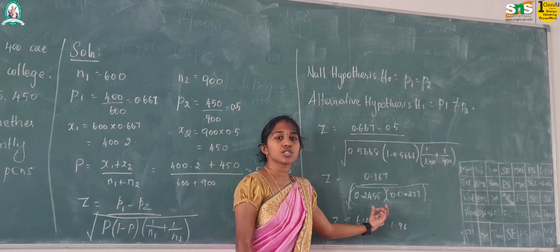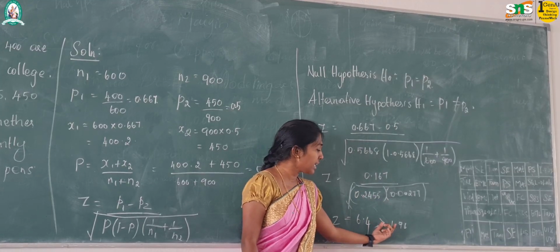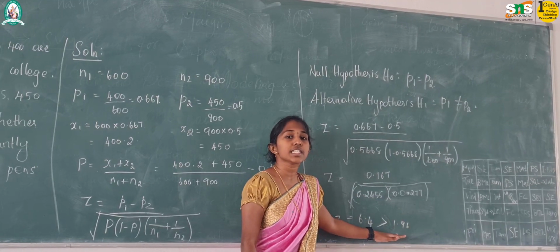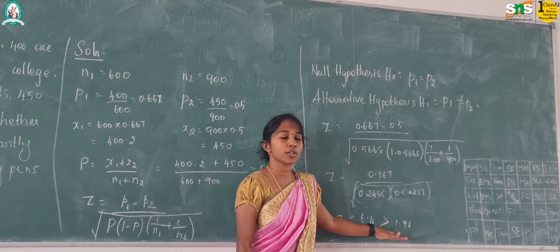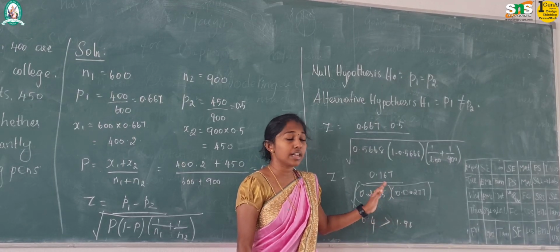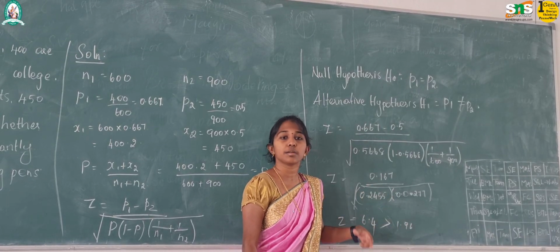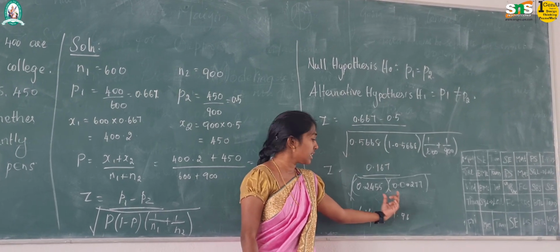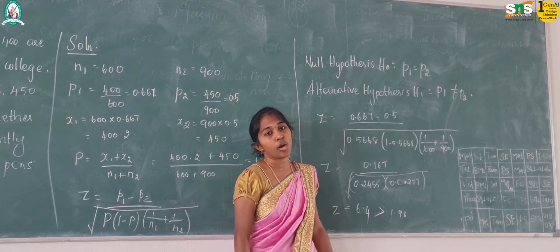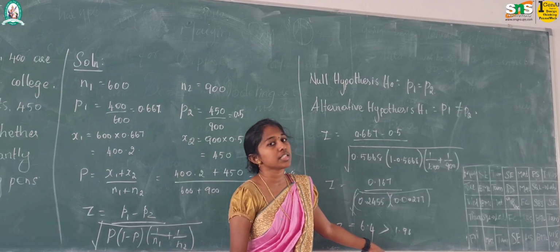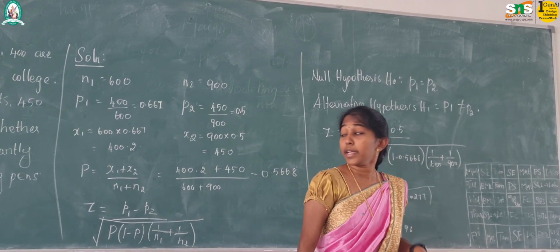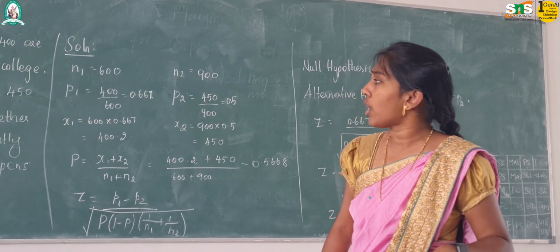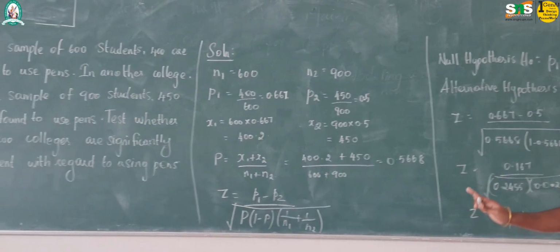While comparing these two, our calculated value is greater than 1.96. If it is greater than 1.96, we reject the null hypothesis; if it is less than, we accept the null hypothesis. But in this case, our calculated value is greater than the critical value, so we reject the null hypothesis. If we reject the null hypothesis, the conclusion is that there is a significant difference between the two colleges in using this fit. So this is the problem.